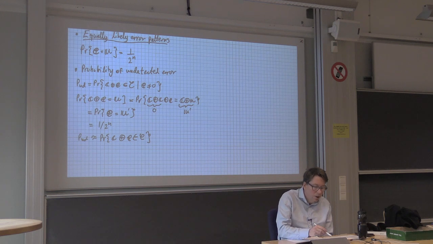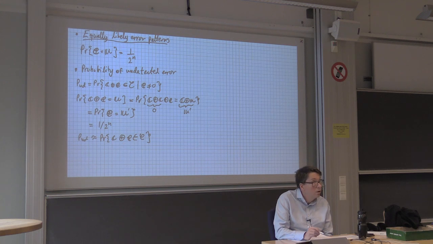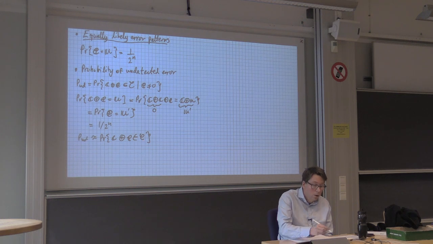So we just overestimate the probability of undetected error with the slightest fraction. Okay, so, but if we're interested in this probability on the right-hand side here, we can actually calculate that now, because we know what the probability of C plus E is equal to U, some specific U. We know what that is, and it's 1 over 2 to the power of n. And this is true for any pattern U or U prime. So the probability that C plus E is in the code, we know that there are 2 to the power of k words in C.